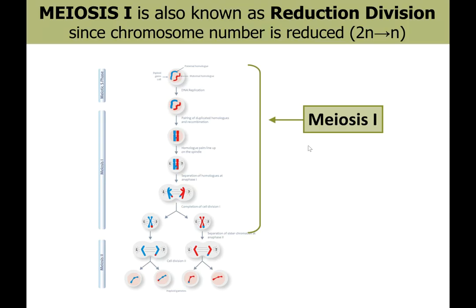Meiosis I is also known as reduction division, since chromosome number is reduced from 2N to 1N. So we can see in this picture, we have 2 chromosomes at the beginning of meiosis I, and at the end of meiosis I, we have 1 chromosome in each cell, which is maintained through meiosis II.